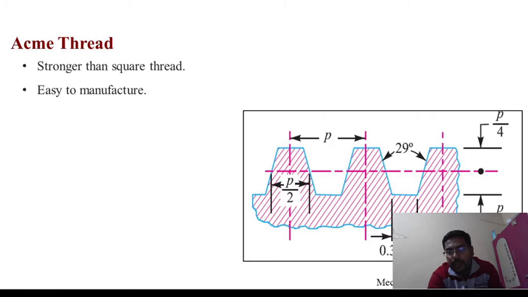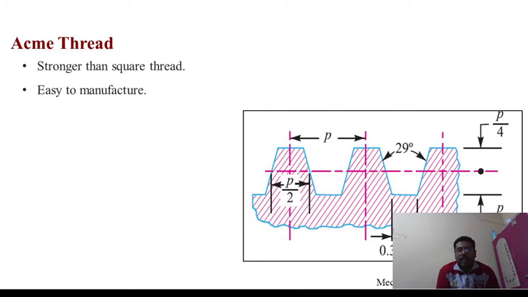The angle of the V shape, related to the trapezoidal shape, is 29 degrees. And the distance is 0.36 P, and the pitch is equal to P divided by 4. This is also one of the types of Acme thread we use in the mechanical field.